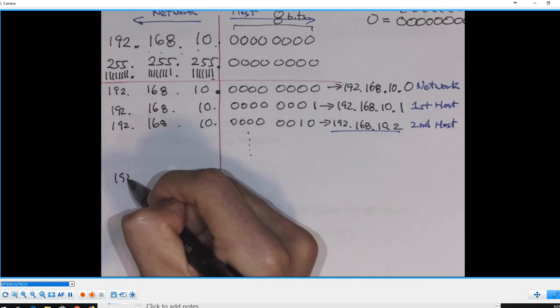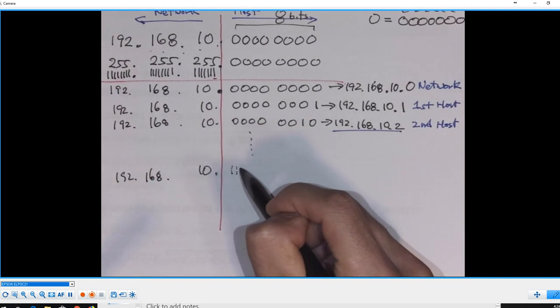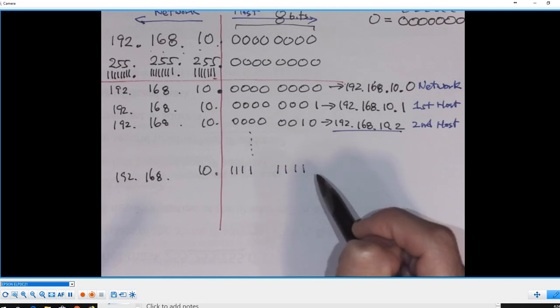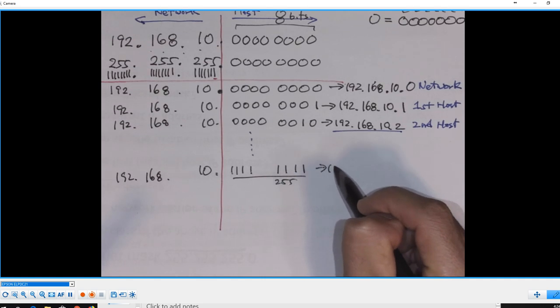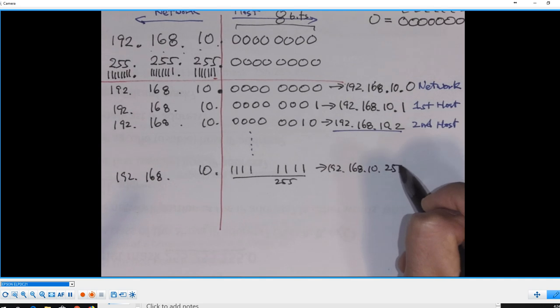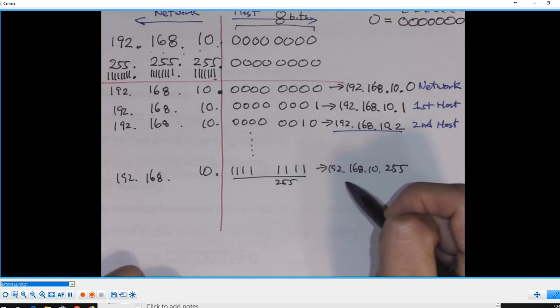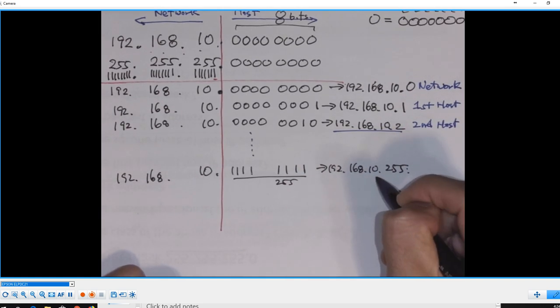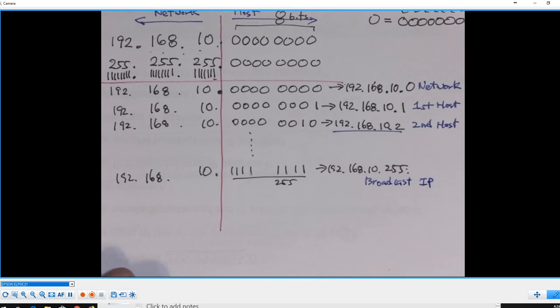is 192.168.10. What? 11111111, right? So which is what? 255, right? So 192.168.10.255 is the last IP address. Usually the last IP address is reserved for the broadcast. So this is the broadcast IP address.